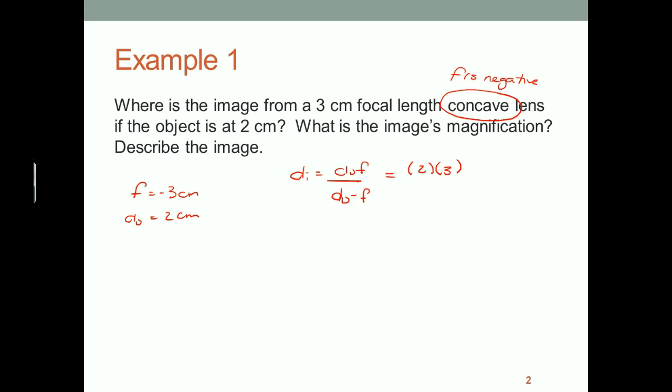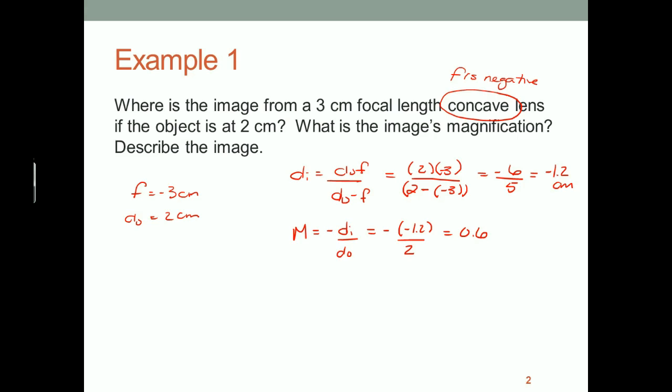2 times 3, 2 times negative 3, over 2 minus negative 3. 2 times negative 3 is negative 6. 2 minus negative 3 is 5. And I can rewrite that in terms of a decimal as negative 1.2. Units is centimeters. To find the magnification, I take the image distance divided by the object distance, and there's a negative sign out in front. So I have negative 1.2 divided by 2 is a positive 0.6.